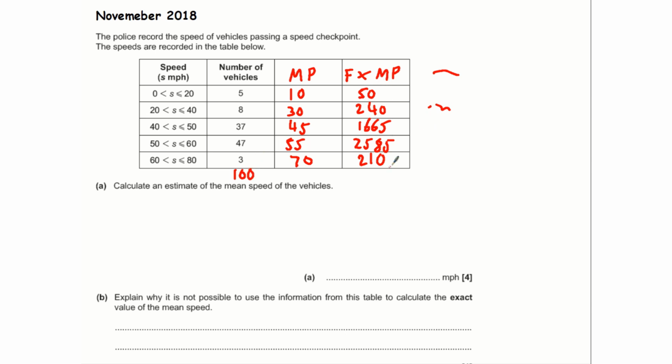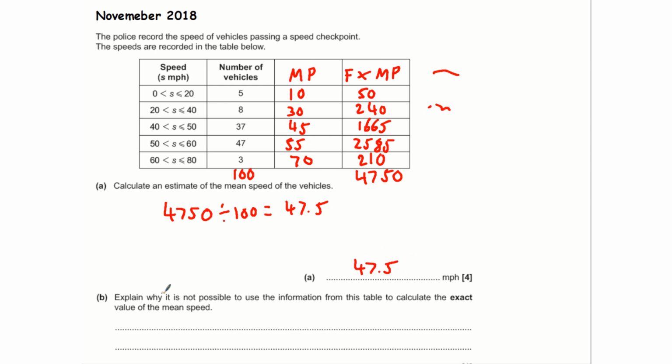And then I need to add all of these ones up, because these are all of our values that we have found. So it would be 50, add 240, add 1665, add 2585, add 210, which is 4750. Then, just as you're working out the mean average, divide that by 100, and that would be 47.5, and that would be the estimated mean speed of the vehicles. Put that in there.